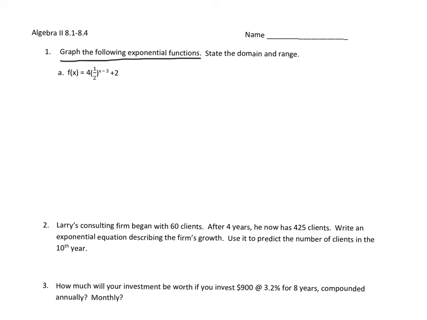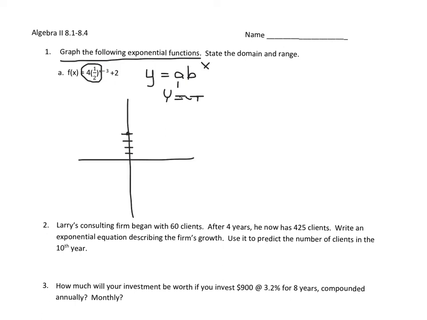Alright, so looking at this first function, you want to take a look at this part first. So we're looking at an equation in the form of a b to the x power. In this case, or in all cases, the a is the y-intercept, and the b is how it's growing or maybe decaying. So in this example, I would start with 4 being my y-intercept, and then as we go to the right, we're multiplying by a half.